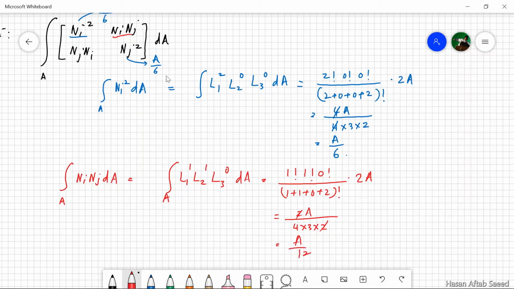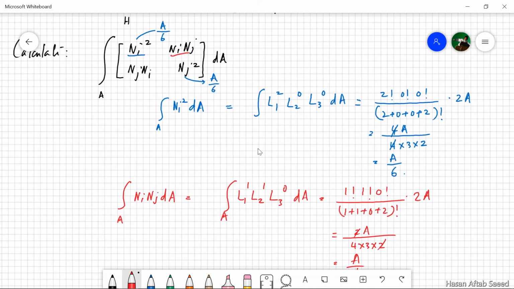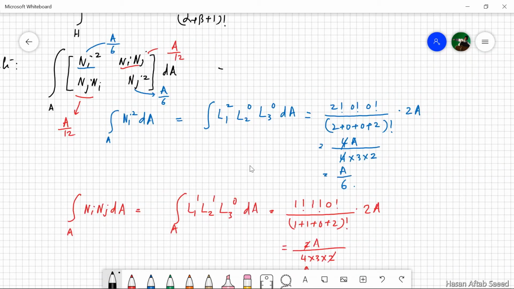Now this is a by 12. This one is a over 12. And this one should also be a over 12. So the solution to this question is simply a over 6, a over 6, a over 12, a over 12. Or you can write it like a over 12 times 2, 1, 1, not the same thing.